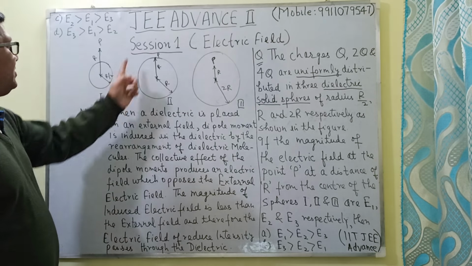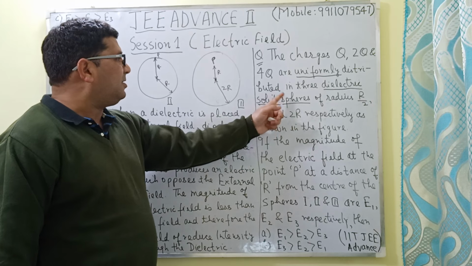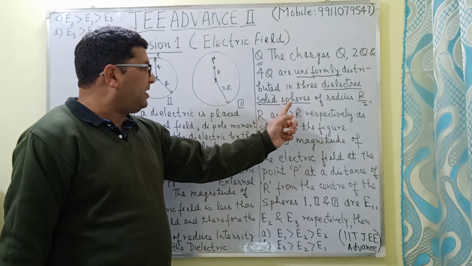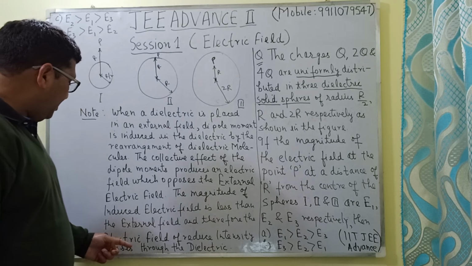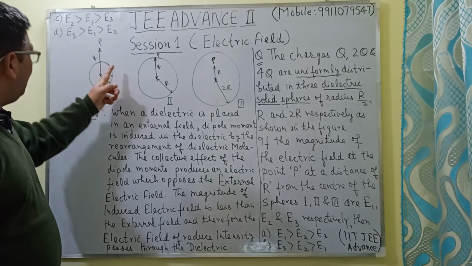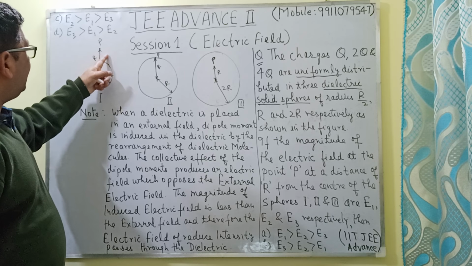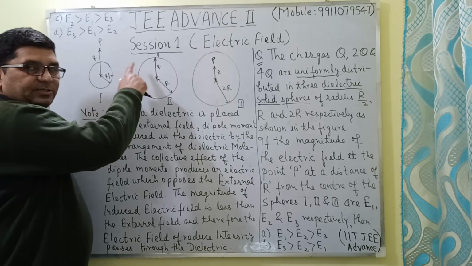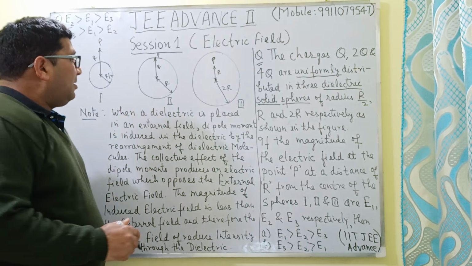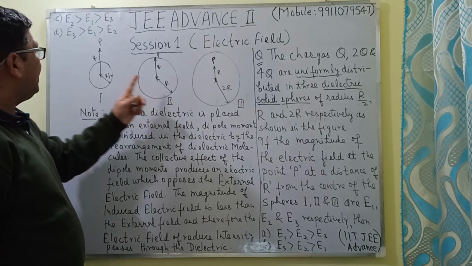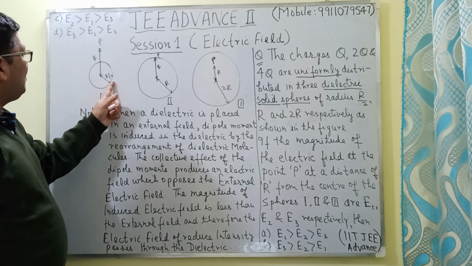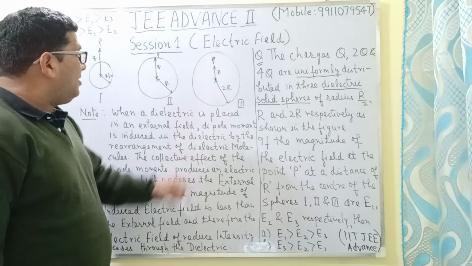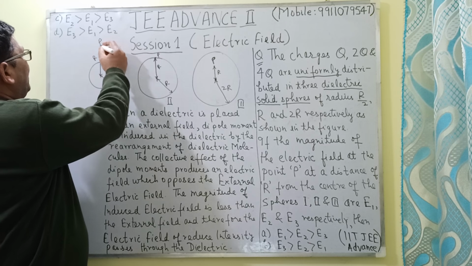So in this case, because this sphere is made up of a dielectric medium, these electric field lines of reduced intensity will pass through this dielectric sphere. Now there are three spheres here, and the radius of the first one is r by 2, the radius of the second one is r, and the radius of the third one is 2r. So these are the 3 points here.